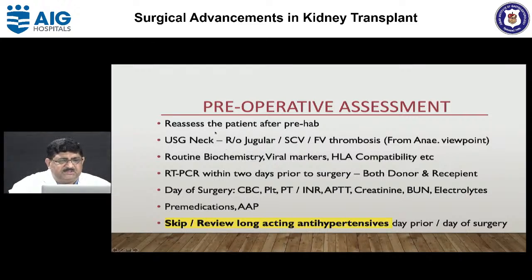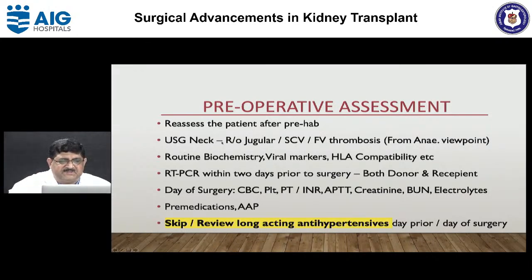So once we subject the patient to a new regime, we again reassess the patient. Generally, in our hospital, we routinely perform ultrasound of the neck because at least I would say about 5 to 7% of patients we find jugular thrombosis, and sometimes we have pan vessel thrombosis like subclavian, femoral and jugular thrombosis, especially in hypercoagulable patients or sometimes with chronic neck catheters.